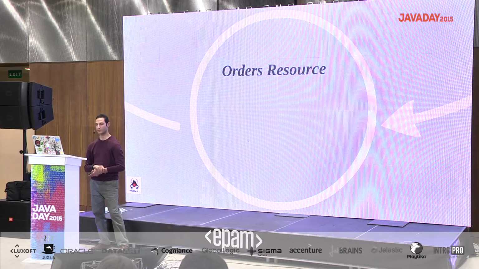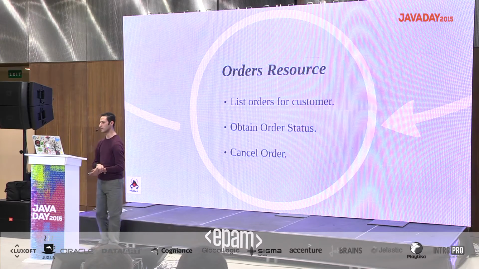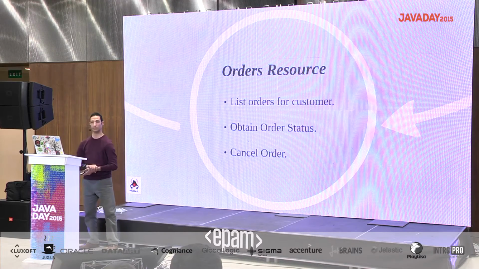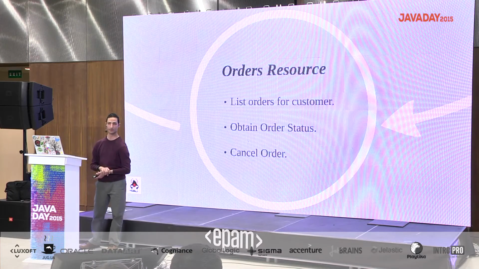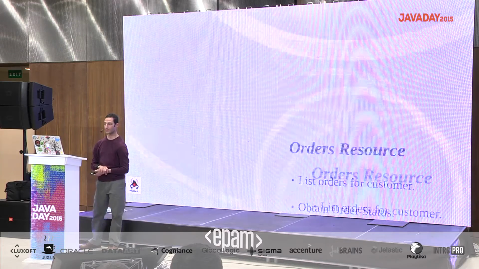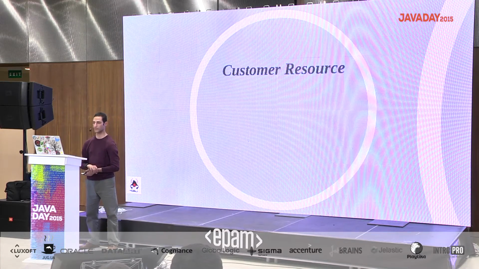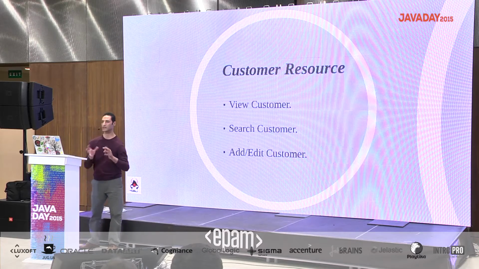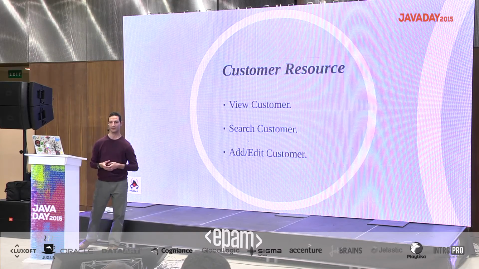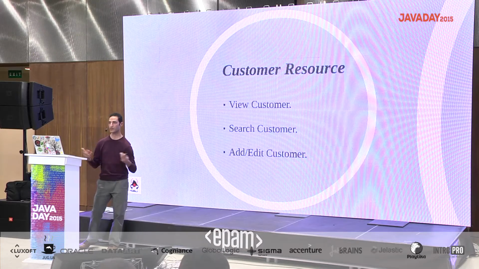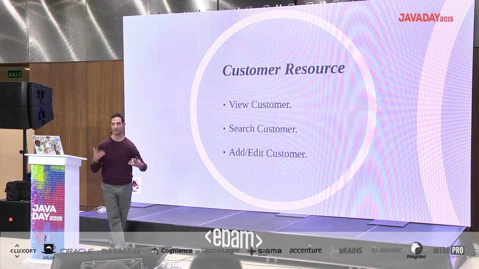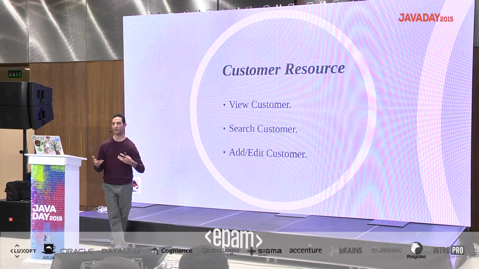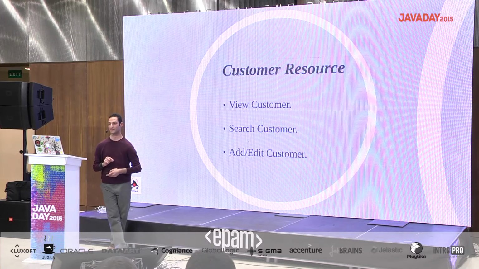We have the orders resource. You need to list orders for the customer. You need to obtain an order status. You can cancel orders. These are the operations that could be done on the orders. The last noun is the customer: view customer, search for customers, add or edit customers. This is another very simple CRUD scenario. So the design issue here is in the cart, because there is a relationship between two resources in the system. So we need to figure out the dependency between them to map our URL correctly.